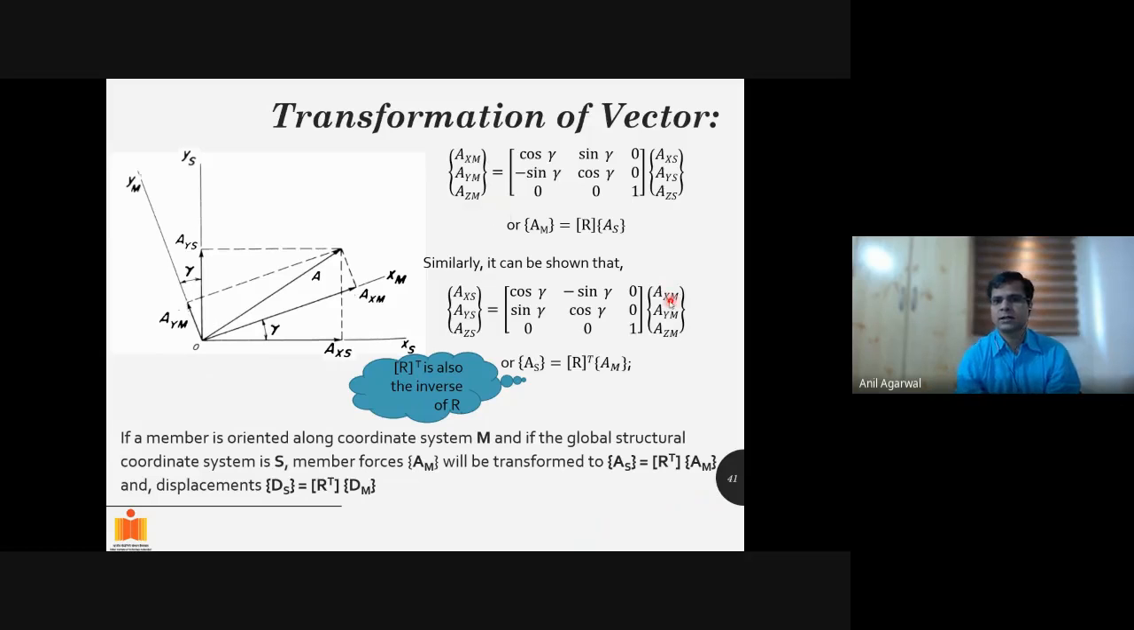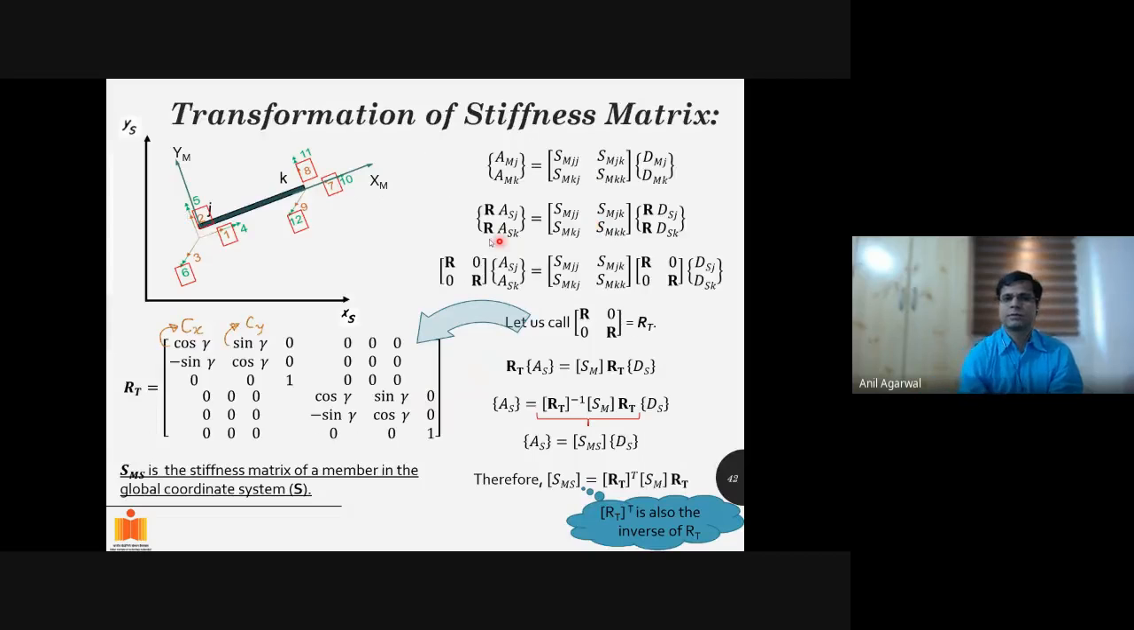If you go to the previous slide, any 3 component vector AM can be written as R times AS. Same thing I can do here. So R times ASJ will be equal to AMJ. Likewise, R times ASK will be equal to AMK. Now, I can separate the ASJ and ASK terms into a single vector, and what I'll get is basically this matrix R 0 0 R.